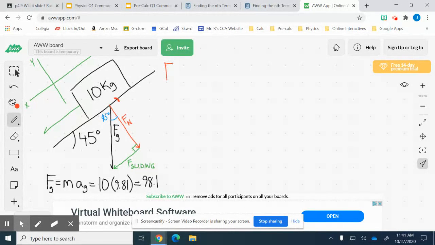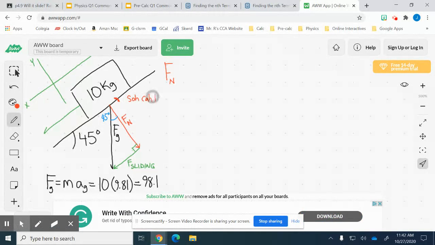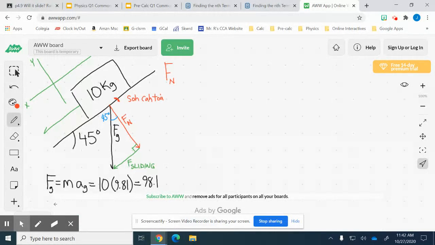So the normal force, that's the one, remember, I'll write it here. Remember SOHCAHTOA, right? TOA. So the normal force is the leg that is adjacent to the angle. So the F sub n, the normal force leg of this right triangle, is the one touching the 45-degree angle. So that's adjacent. So that's going to be cosine, right?